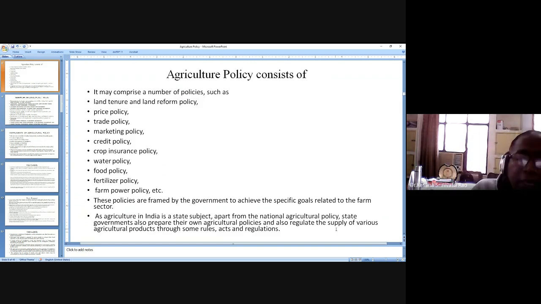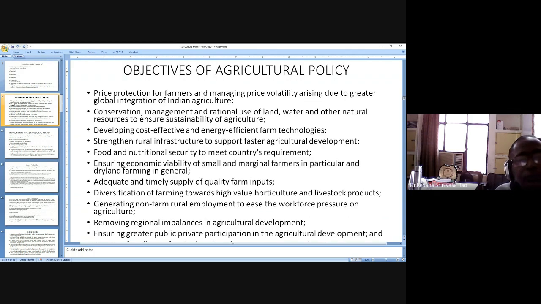In this way, the national agriculture policy as well as the state agriculture policies go hand in hand. So these are the agriculture policies, briefly. Next slide, please. These are the broad policies which we have seen. What are the objectives of the agriculture policy?